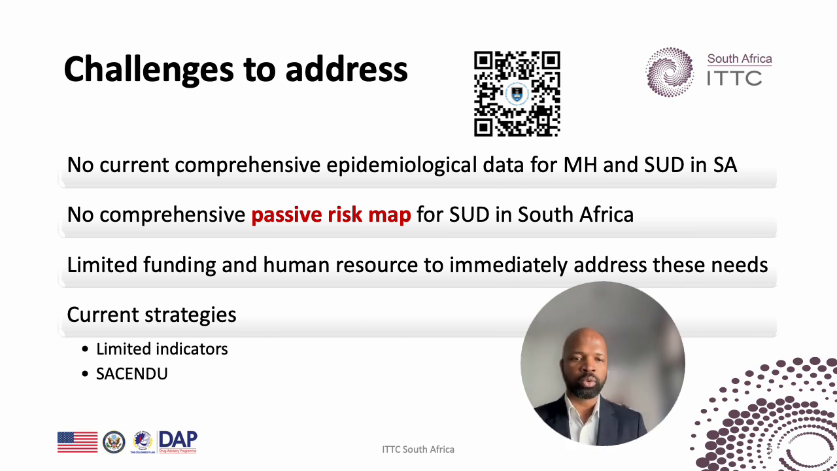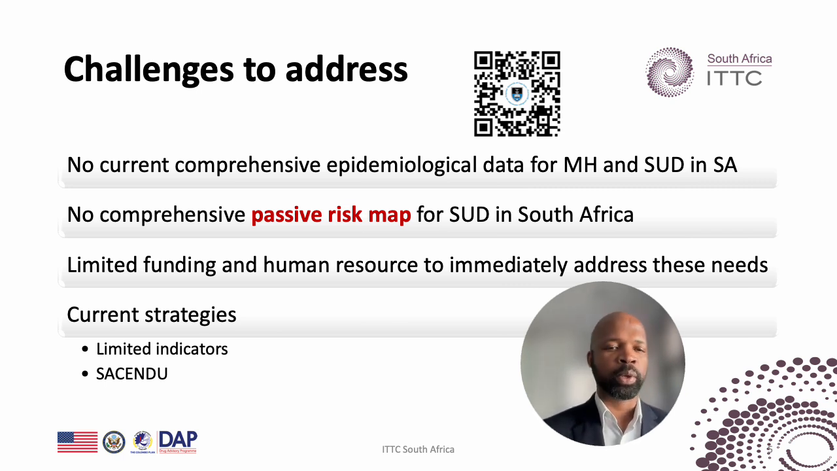Current strategies include limited indicators at health facilities. So we know if somebody's screened a client for substance use or for mental health, but we don't really know more following that. We don't know which substance, we don't know the level of risk, we don't know what intervention has been offered to the client.